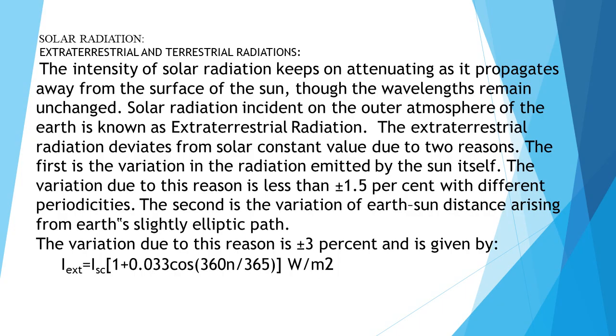The second one is the variation of the Earth-Sun distance arising from its slightly elliptic path. The variation due to this reason is plus or minus 3% and is given by the below expression. I_EXT is equal to I_SC times (1 plus 0.033 cos(360 N divided by 365)) W per meter square.